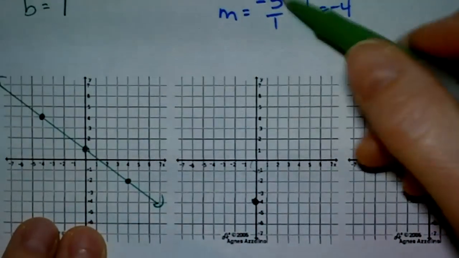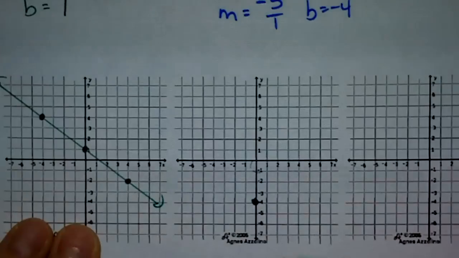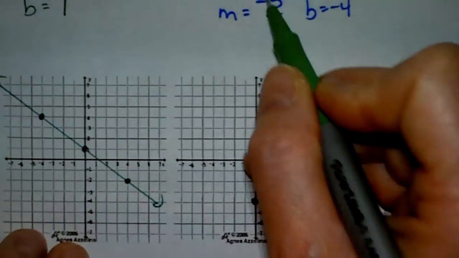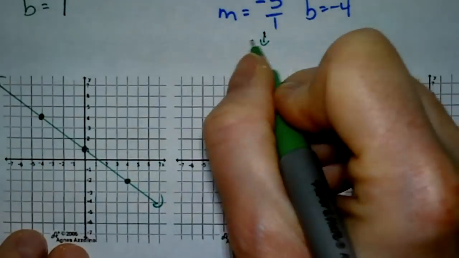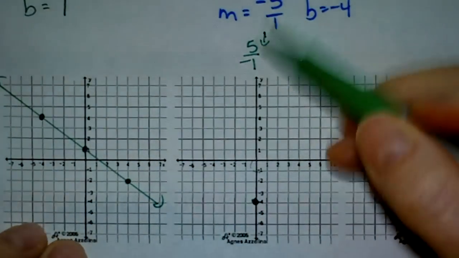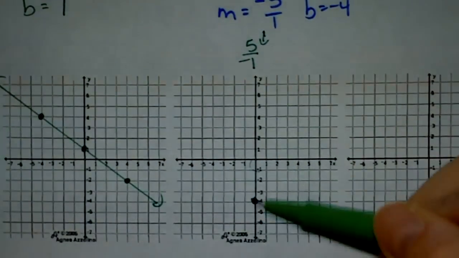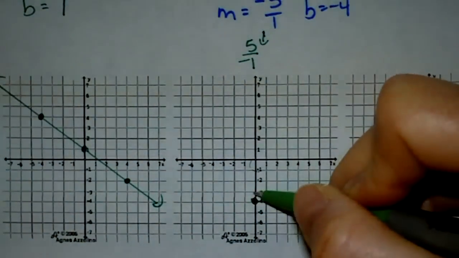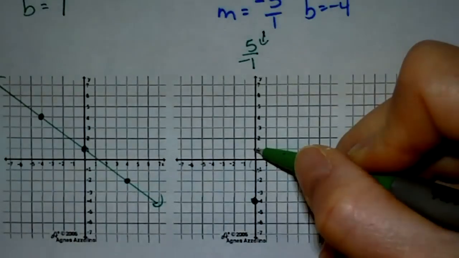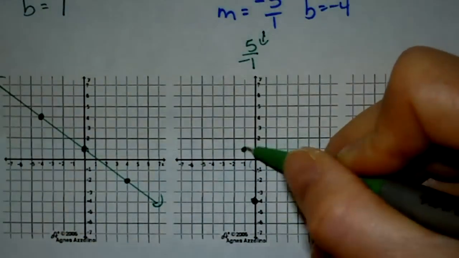Now my slope -5/1, this -5 means I should go down 5 and right 1, but aren't we out of graph? Yes. So -5 over +1 is the same thing as a +5 over -1. Don't both of those simplify to -5? Yes. So instead of going down 5, right 1, I can go up 5 for that +5. 1, 2, 3, 4, 5. And then I can go right 1. Left 1, sorry. That's not right.